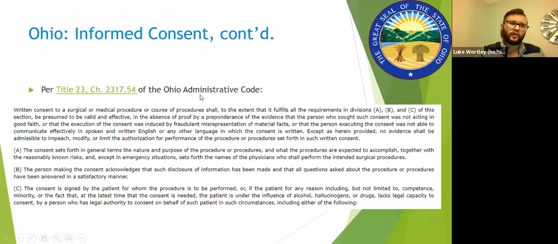So similar to Illinois and Indiana, Ohio has language surrounding informed consent that sets forth the general terms and nature of the purpose of procedure and procedures, what procedures are expected to accomplish together with the reasonably known risks. They're just a little bit more formal and a little bit more in depth about it than some of the other states, but the language is all essentially the same.